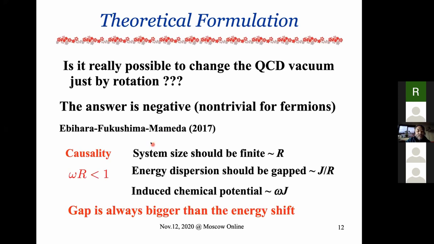This is very important if you want to consider the phase diagram as a function of omega. Otherwise, your calculation is easily broken down, or you can pick up some unphysical contributions. So, to consider the phase diagram as a function of omega, you should impose some appropriate boundary condition, and then you have to take care of discretized momentum. This makes the theoretical calculation very, very involved.